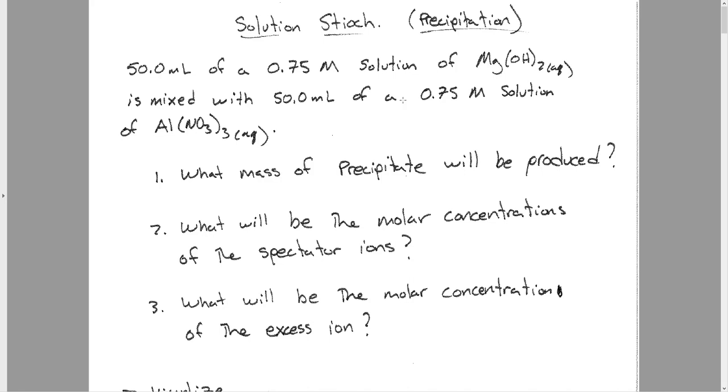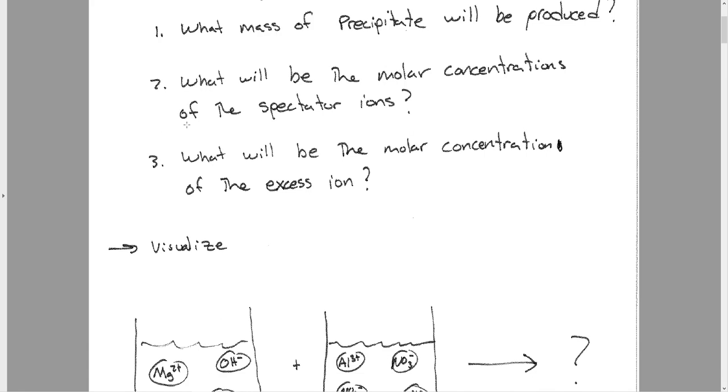And this is going to be limiting reactant stoich because we are given two amounts. We're given an amount of this solution and an amount of that solution. So we have two amounts, so we got to do two setups. But not only that, we got to identify the ions that aren't precipitating at all. They're the spectator ions. And we also have to figure out what the excess ion is going to be. So I think the best way to do a question like this is to visualize it.